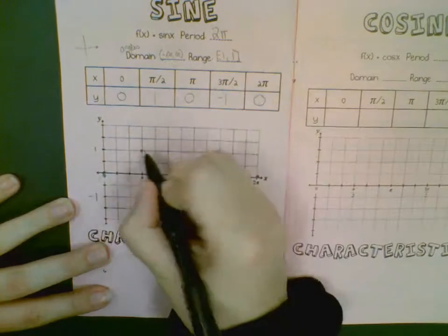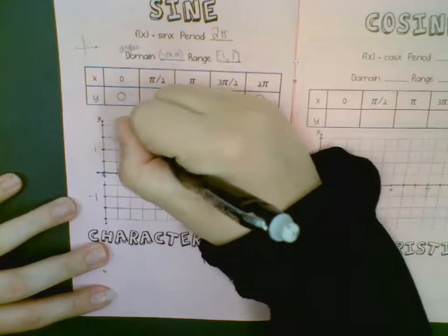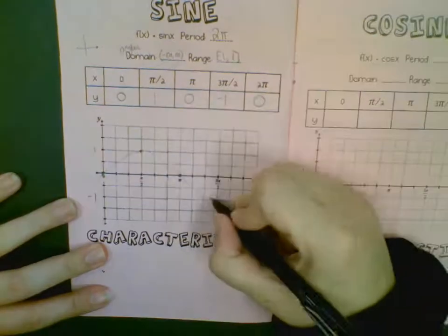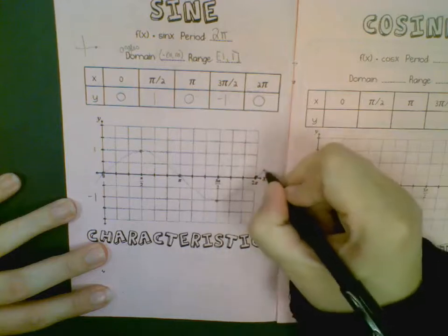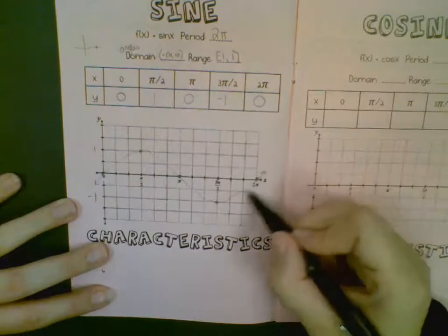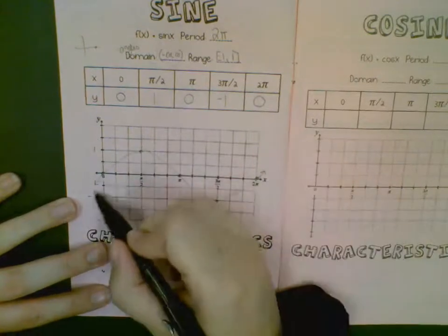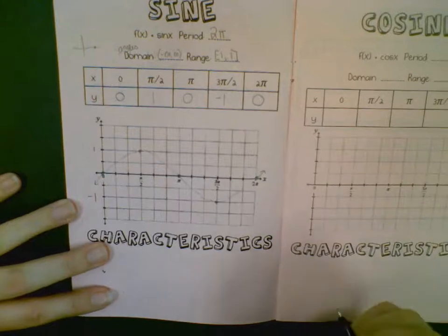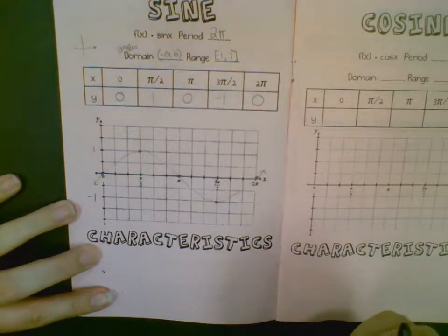So if we connect those points, this is going to be a curve, so make sure you draw it like a smooth curve, not straight lines. And since it can go forever in either direction, we have to make sure we draw our ends with the arrows in the right direction. So that would be the basic graph of sine.